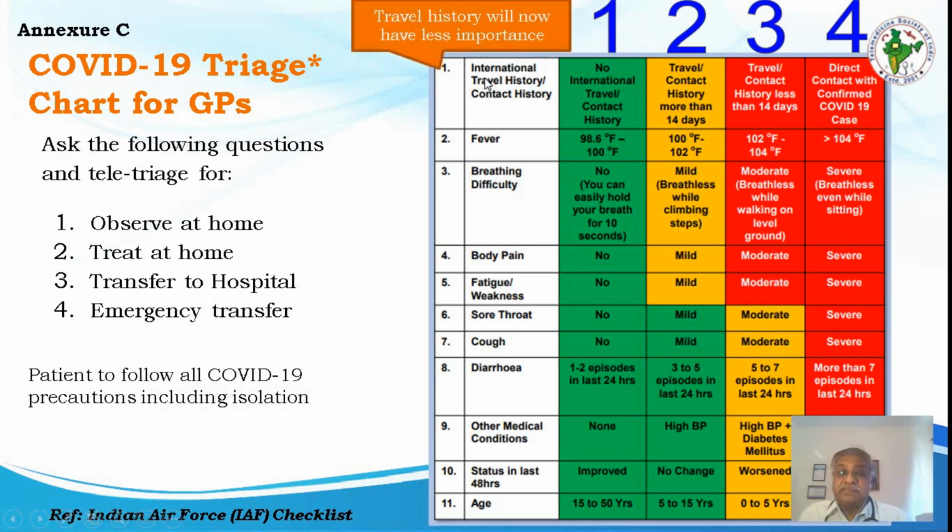Now, this is a living chart, of course, so it keeps changing. These days, because of the lockdown, the travel history is of less importance, but the moment the lockdown is taken off, the travel history might become important again. Also remember, things like loss of taste and smell have become important nowadays, and other things like obesity or even being overweight have been shown to be something which has a bad prognosis with respect to COVID-19. So please keep that in mind.